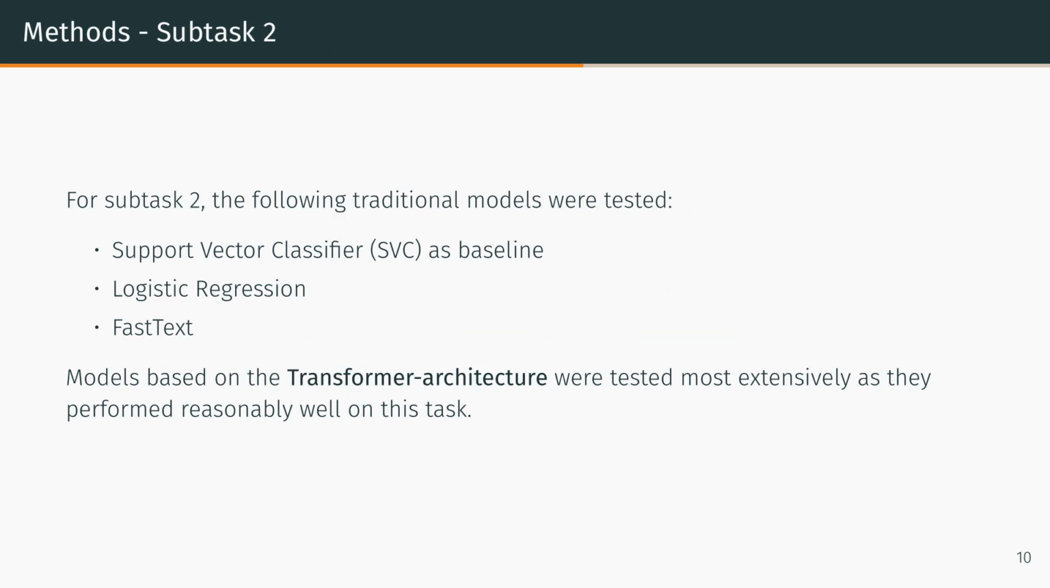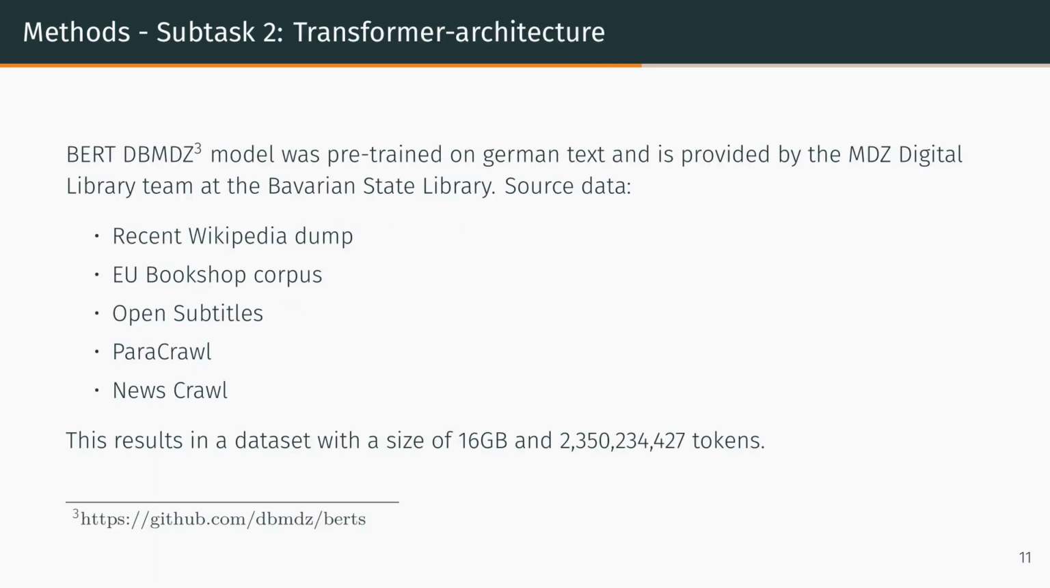For the second subtask, we tested a support vector machine as the baseline. We also tested logistic regression and fastText, but we found out relatively quickly that the transformer architectures performed well on this task. The winning model of this subtask was a BERT model pre-trained on German text.